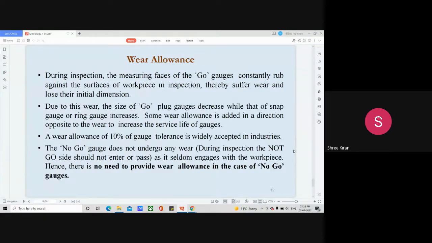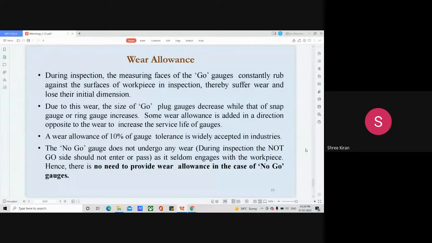Then, the no-go gauge does not undergo any wear during inspection. The no-go side should not enter or pass, as it seldom engages the workpiece. Hence, there is no need to provide wear allowances in the case of no-go gauges. That's what happens in the case of the no-go gauge.